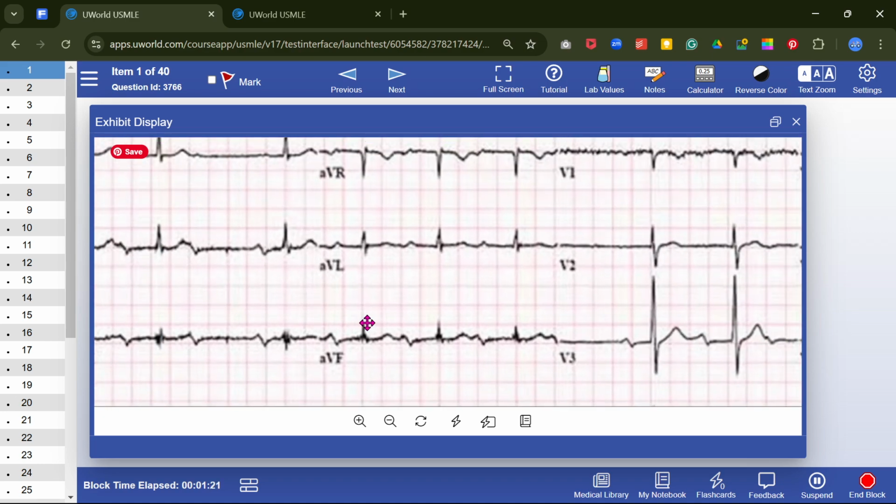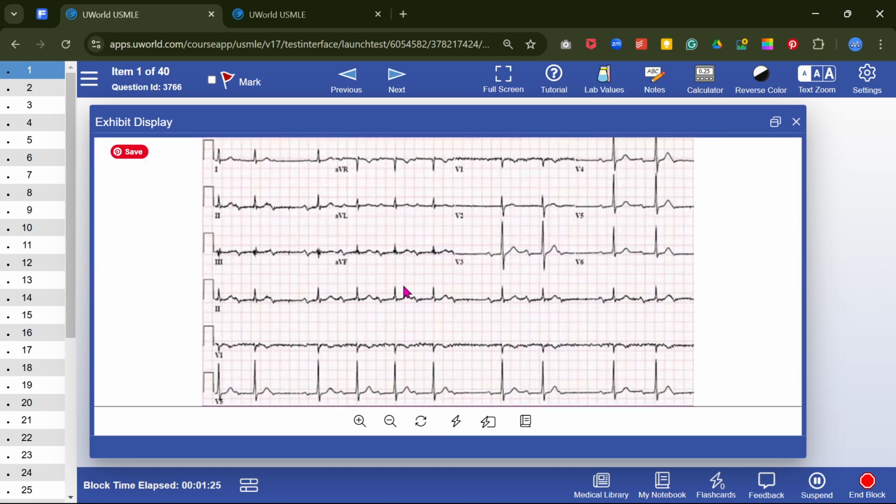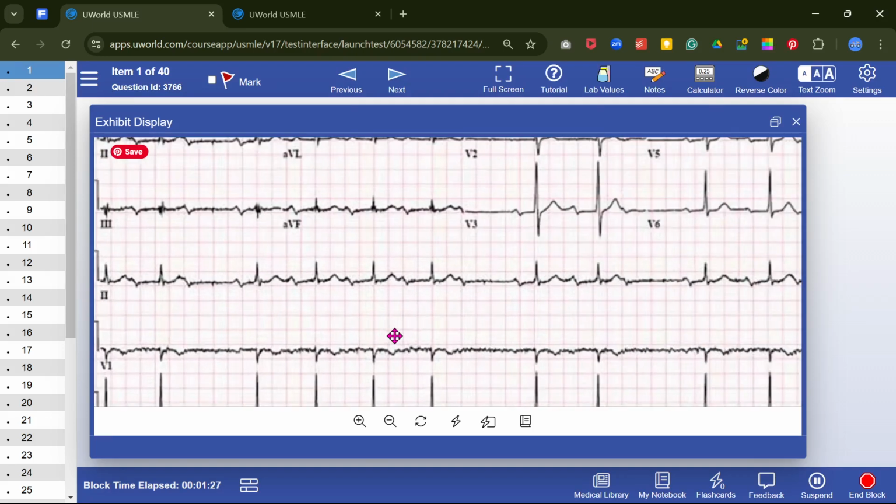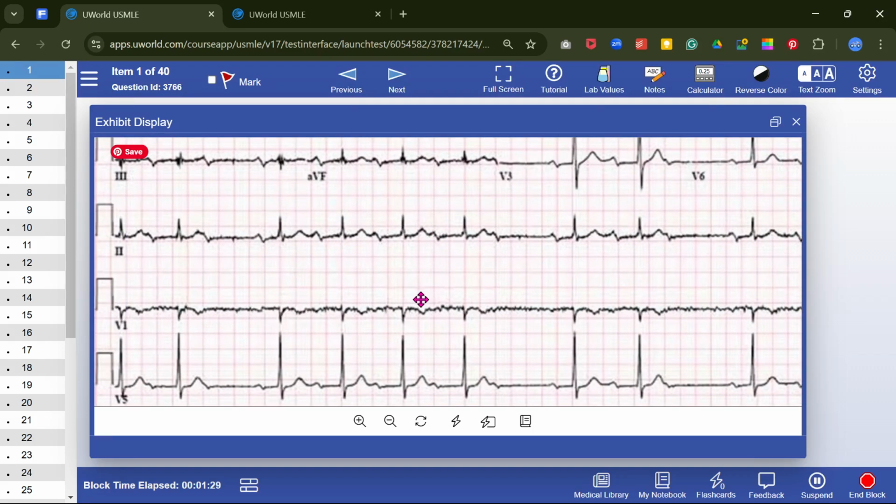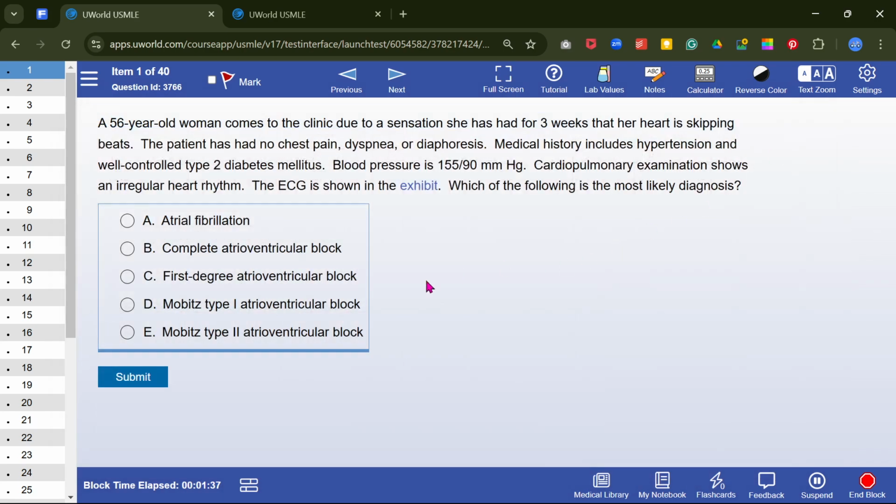Can you count the atrial rate and ventricular rate? Ventricular, oh no. Progressive prolongation of it, may be a movie start.